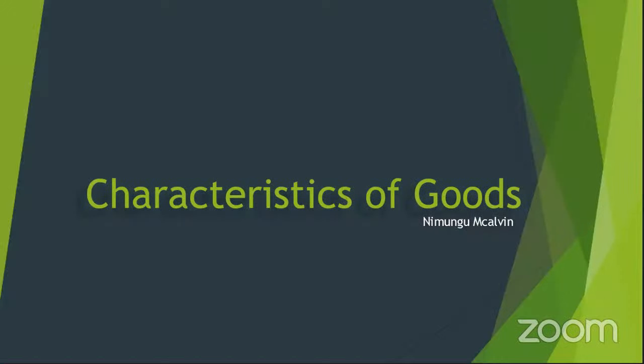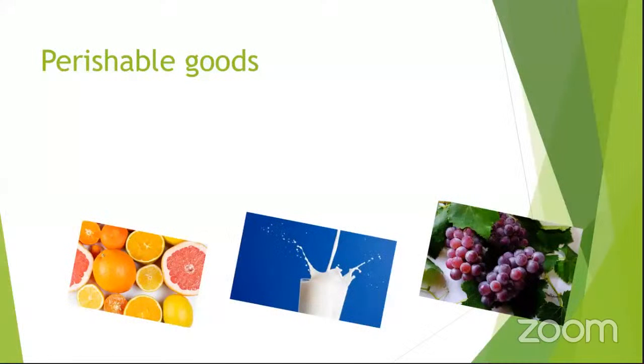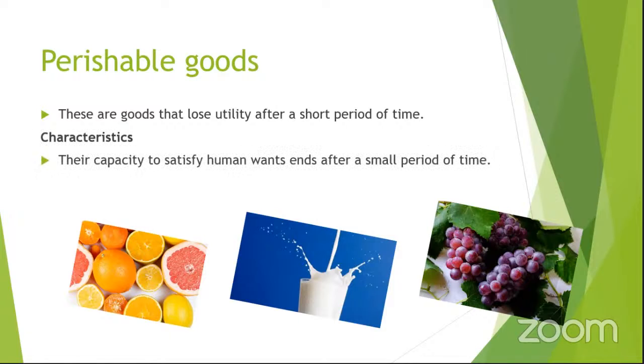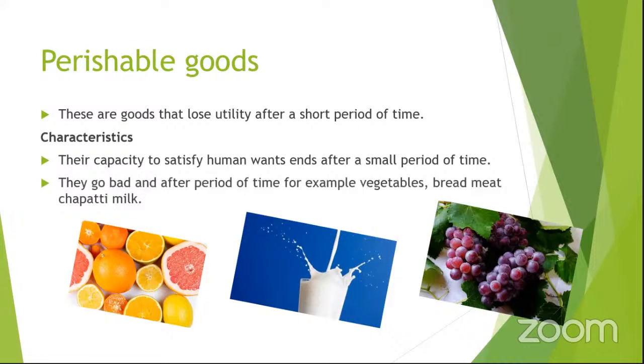Okay, yeah, it's here. So, characteristics of goods. Perishable goods are goods that lose utility after a short time. Utility is the ability of a good to satisfy human wants, so they lose that ability over a short period of time. Fruits tend to rot, and milk tends to get spoiled after some time. For example, vegetables, bread, meat, chapati, and milk can go bad; they don't last for a very long time.